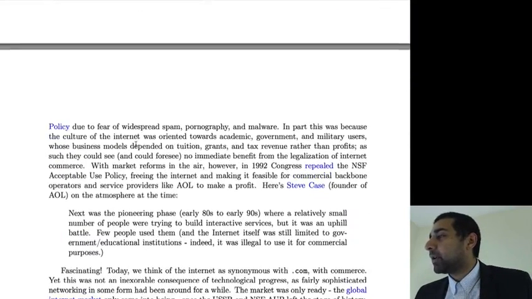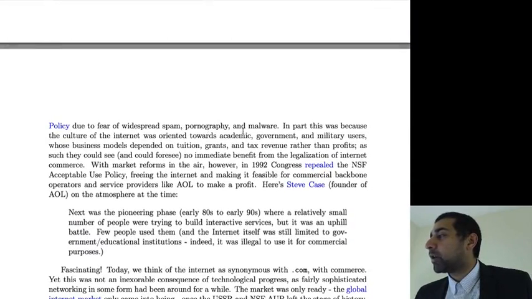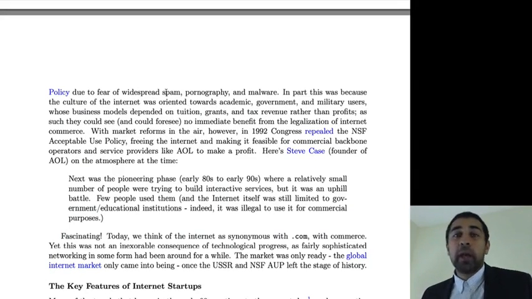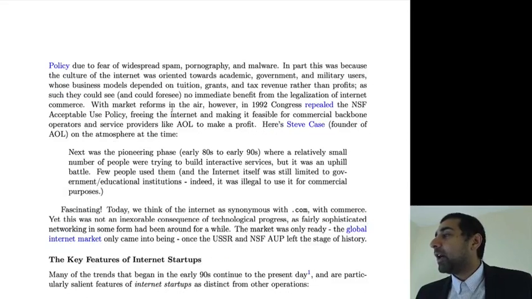But basically, because of the fear of widespread spam, pornography, and malware, the academic, government, and military users who used the internet did not really see a benefit to opening it up towards commerce. They thought that with the introduction of commercial traffic, there'd be spam and porn and malware, and they were completely right. But of course, there was a lot of other stuff that came out of that.